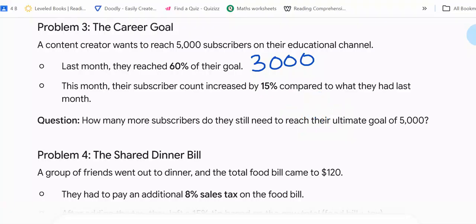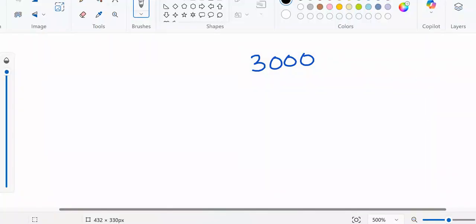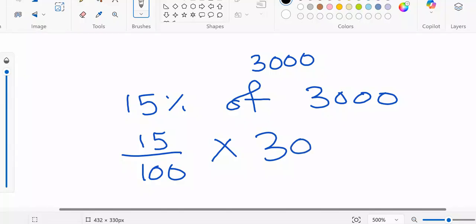15% of 3,000. It is 15 over 100 multiplied by 3,000. These two zeros will cut these two zeros, and 15 three times: 15 plus 15 is 30, and 15 three times is 45. 45, and this zero will be added on.